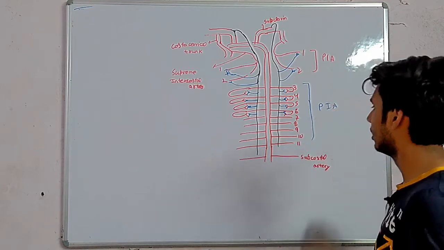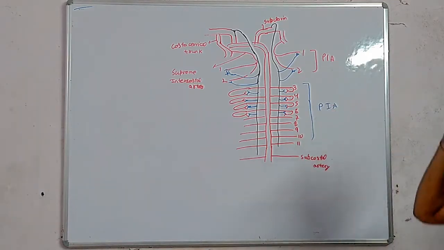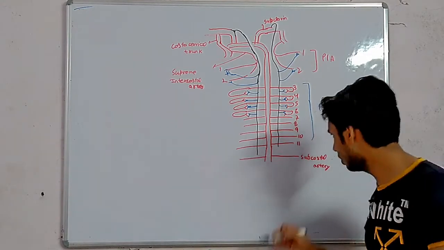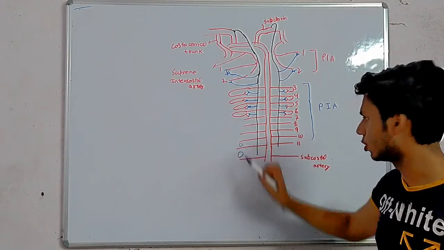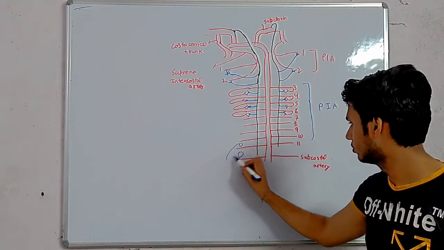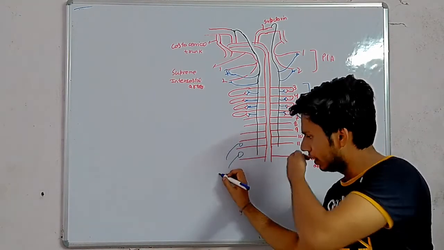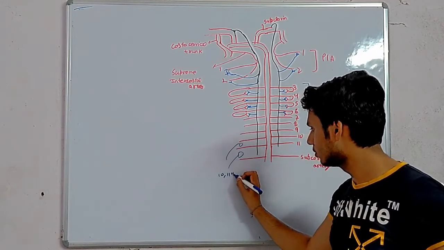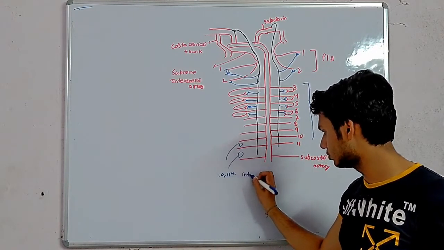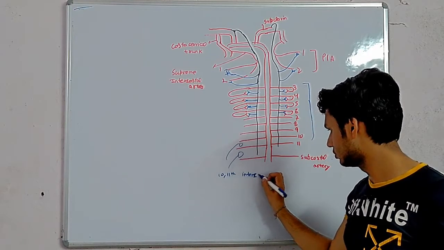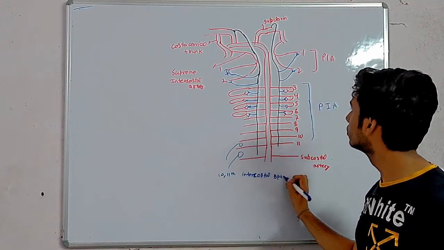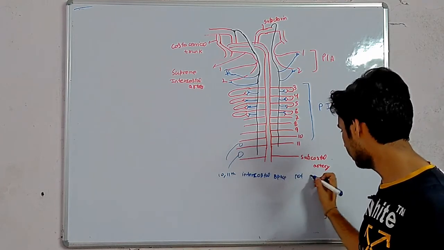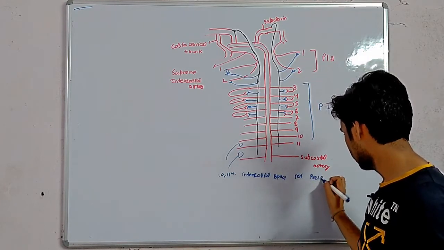Same. Just now the first 6 spaces are completed, and for the remaining spaces, we know this space and this space are not present anteriorly. So the 10th and 11th intercostal spaces are not present anteriorly.